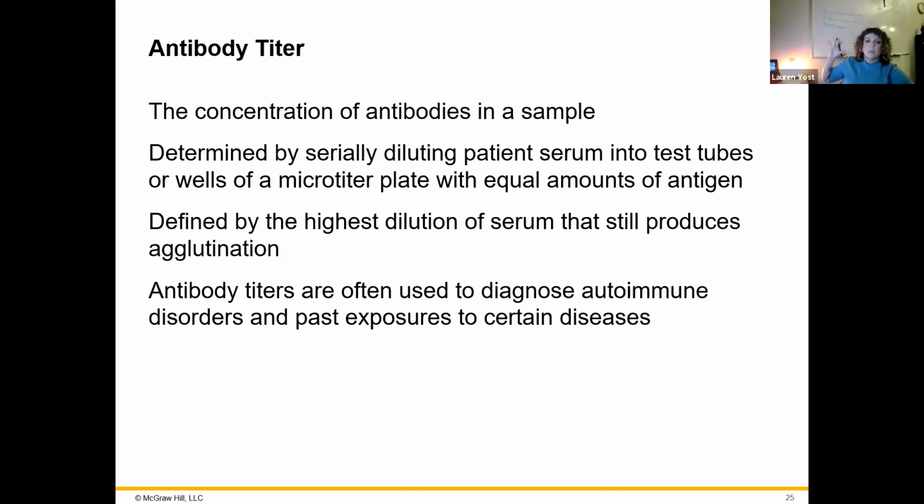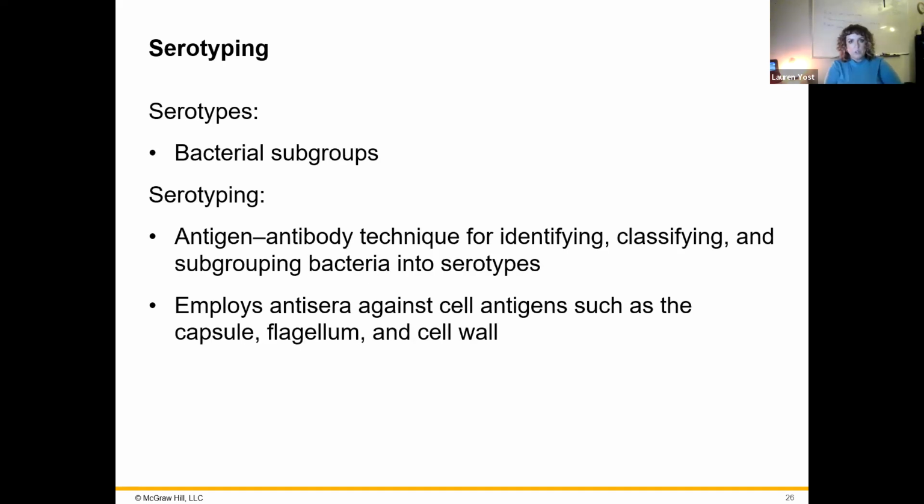So antibody titers, what do they do with these numbers? They use this to keep track of autoimmune diseases, if you have anti-self antibodies, for example, and past exposure to diseases as well. So if you've seen the antigen, the pathogen recently, then you will have active antibody in your blood, and we can titer that to see how recently we think that could be based on the concentration.